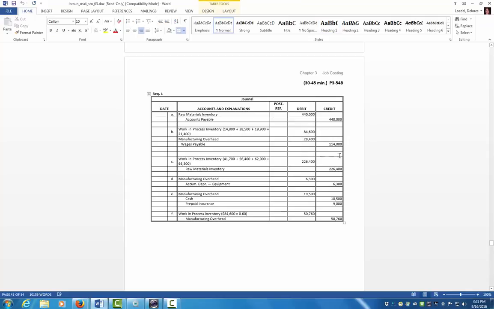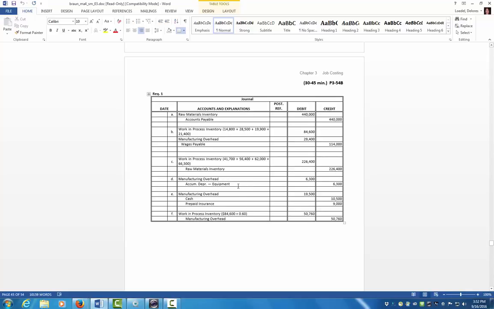Okay, so we have effectively now moved that into our work in process inventory. Now we also need to move our raw material inventory into our work in process inventory account. Again, this information is given to us in, looks like part C of direct materials. For each chalet 13 through 16 is given to us. We can add that up and we get $226,400.